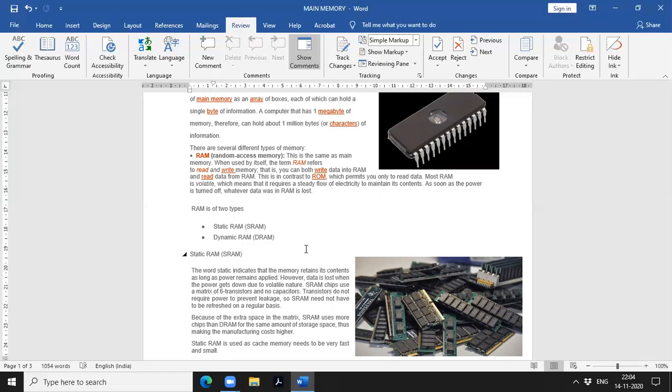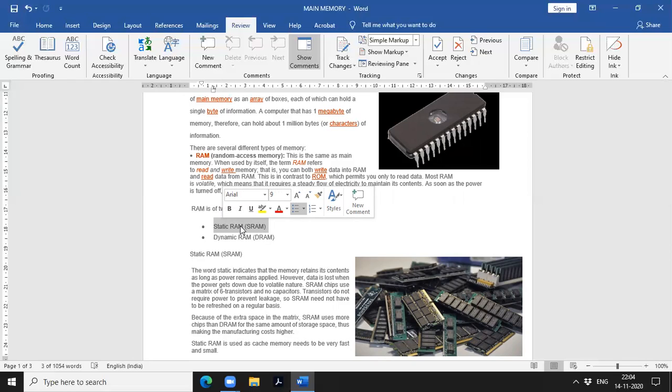Okay, so RAM consists of two types. One is static RAM, another one is dynamic RAM. Static RAM consists of transistors, whereas dynamic RAM consists of both transistors and capacitors. Static RAM is faster when compared to dynamic RAM. Static RAM is more expensive when compared to dynamic RAM. This requires a transistor to store, read or write data.